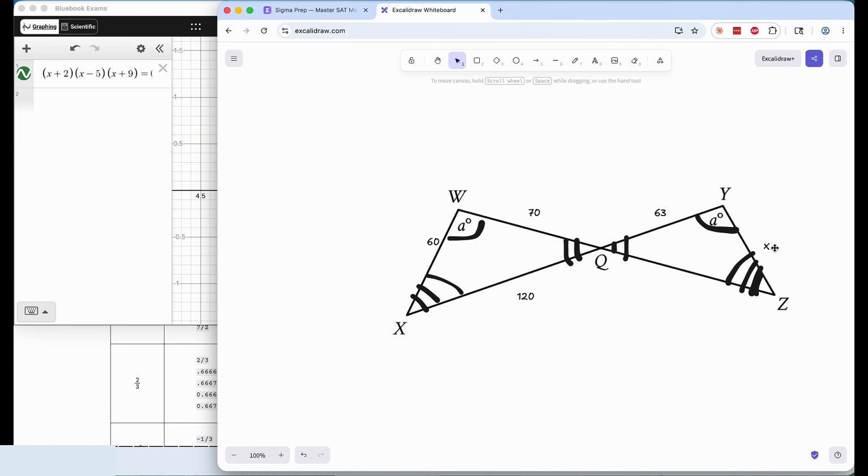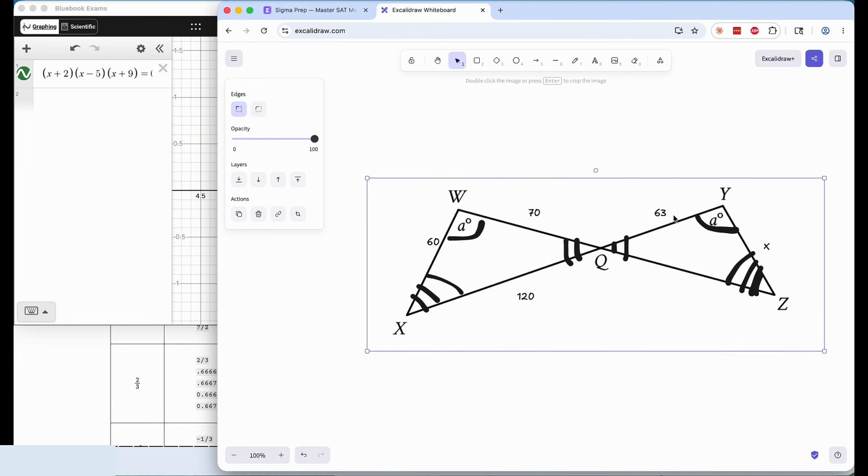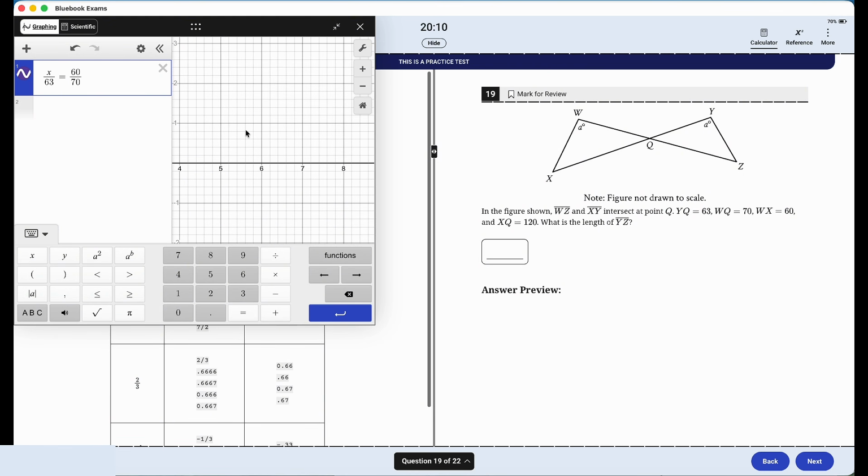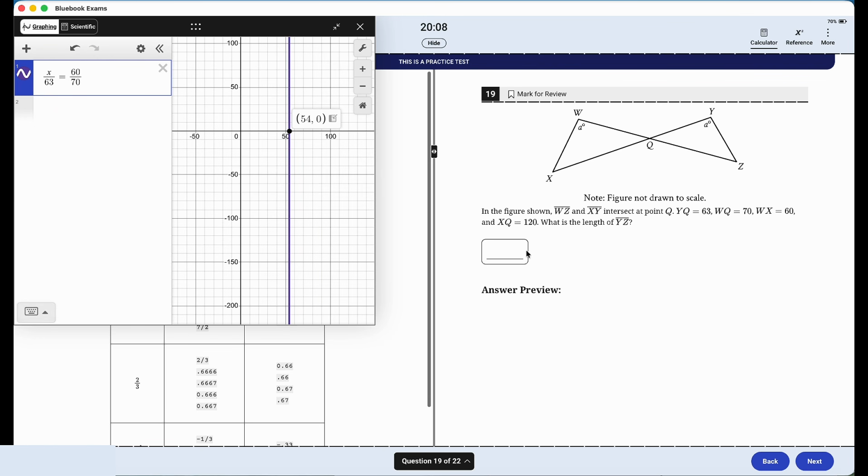So for instance, I could do x over 63 in this triangle, and that would be the same as doing 60 over 70, right? So I just put that into Desmos, right? And Desmos, if I zoom out, again, this is another proportion, it'll just solve it. It's just 54.